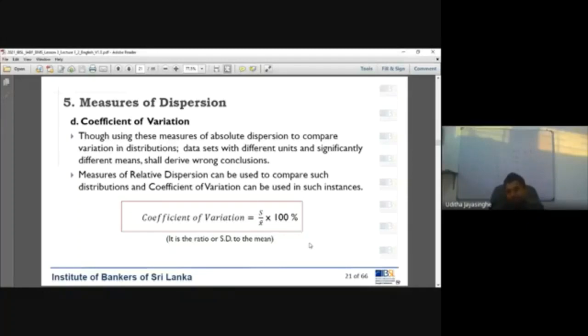It is up to the examiner's questions to form it in that way. But bear in mind, coefficient of variation is not a detailed equation. It's just taking the ratio of standard deviation to the mean. Okay, that's it.